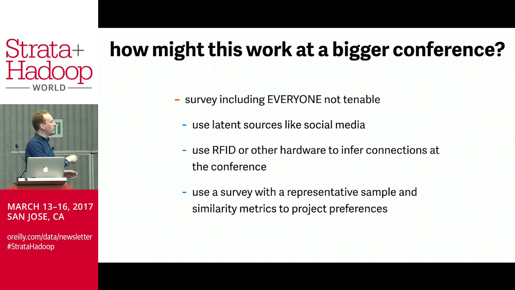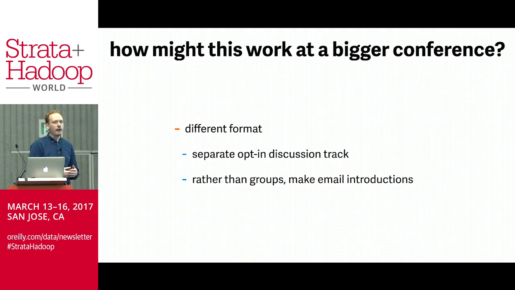Or we could use a survey with a representative sample, right? And say, if you're interested in talking to this guy, there's like 5 or 6 other people in similar positions at similar companies. You might be interested in talking to them as well. There's also the issue of format. I don't know how you would make groups of 4 out of 1,500 people. You need a lot of small rooms. But maybe it could be in a separate opt-in track, or maybe it could be something like email introductions ahead of the conference rather than groups.